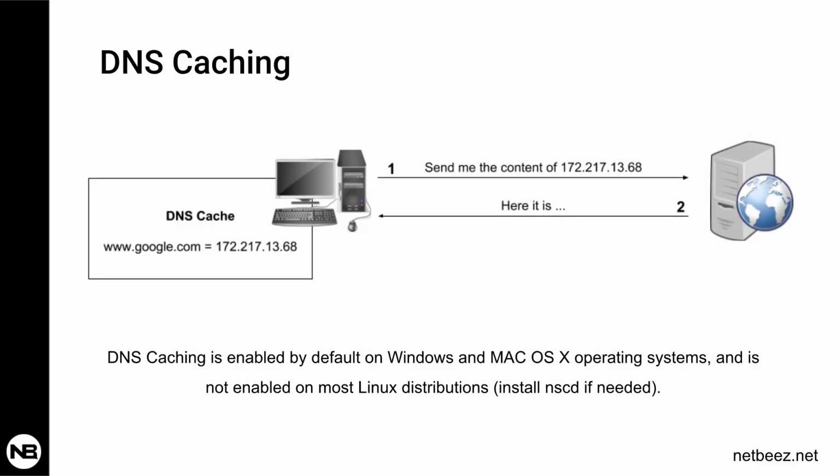DNS cache works by storing those results in a DNS cache, which is a local file or database, with the goal of improving web browsing or the time to access a website. DNS caching is enabled on most Windows and Mac OS X operating systems and is not enabled by default on Linux. Generally, on Windows, successful DNS queries are stored for 1 day, while unsuccessful ones for 5 minutes. Again, the benefit is improved speed in accessing web pages.